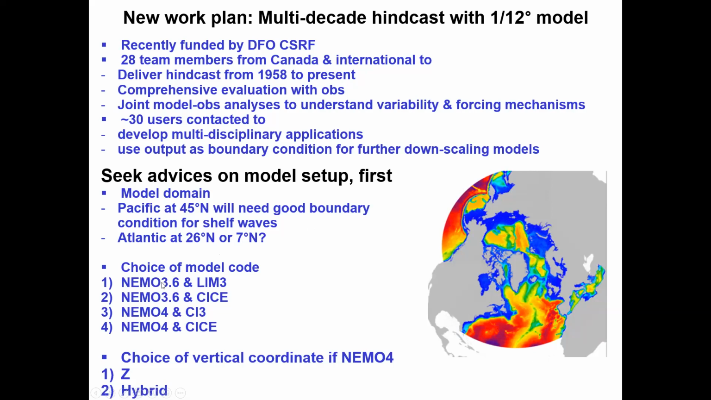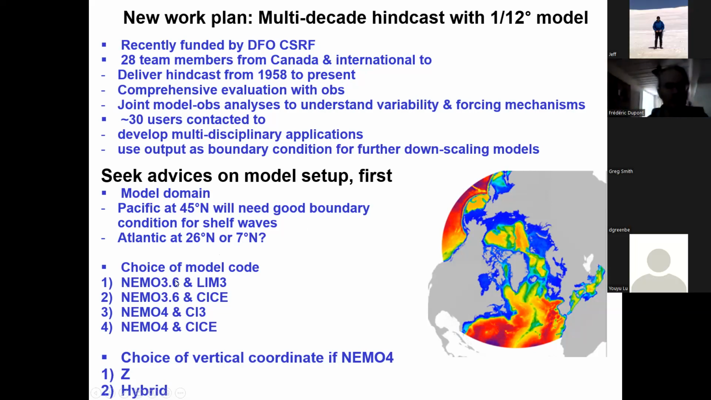And the choice of model code. We have a version working with NEMO 3.6. RIOPS is 3.6 with a CICE version. NEMO now has NEMO 4 with a new SI3. And Greg and I are talking about option 4, NEMO 4 plus CICE 6. And the choice of vertical coordinate. In NEMO 4, if we decide on NEMO 4, then we can choose a Z coordinate, or hybrid coordinate. So if we have a few minutes, I hope to get some advice from you. Thank you.